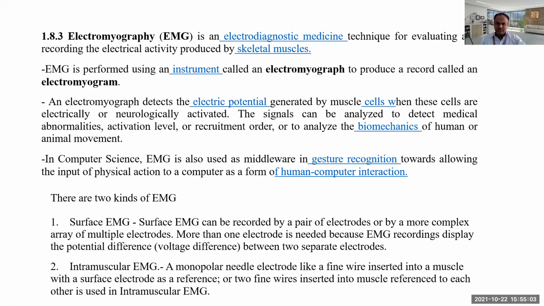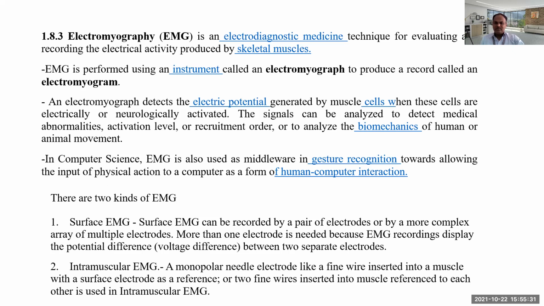Then electromyography, EMG. It is an electrodiagnostic medicine technique for evaluating and recording the electrical activity produced by skeletal muscles. EMG is performed using an instrument called an electromyograph to produce a record called an electromyogram. It detects the electrical potential generated by muscle cells when these cells are electrically or neurologically activated.